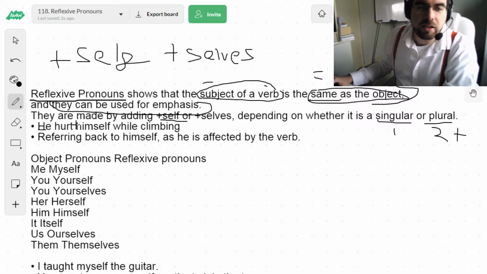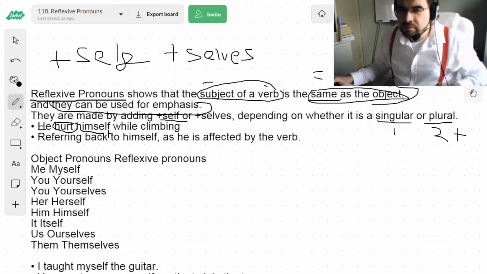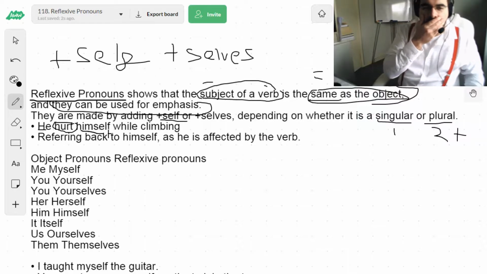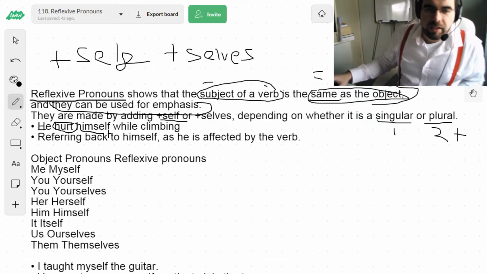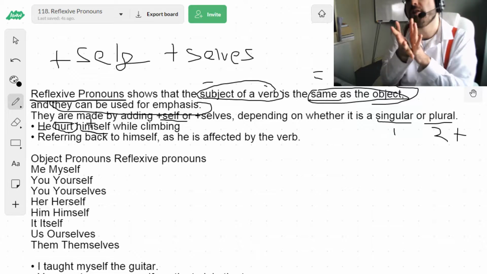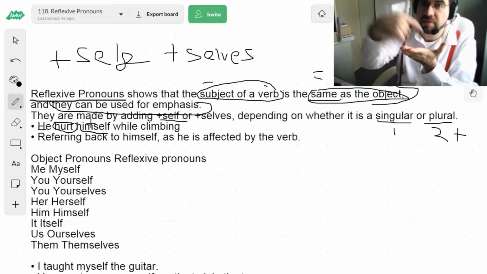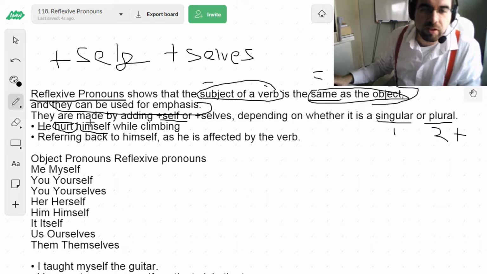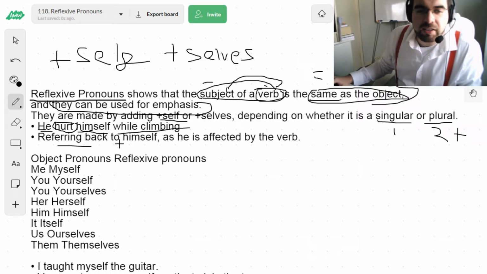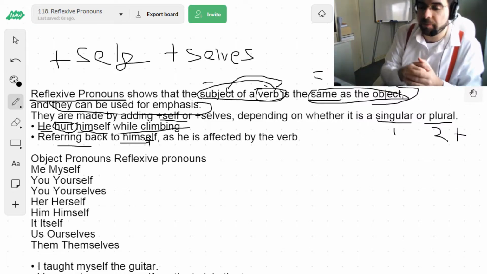So he cut himself. He cut himself while climbing. So he, the subject, himself. The verb is happening to the subject, referring back to himself as he is affected by it.